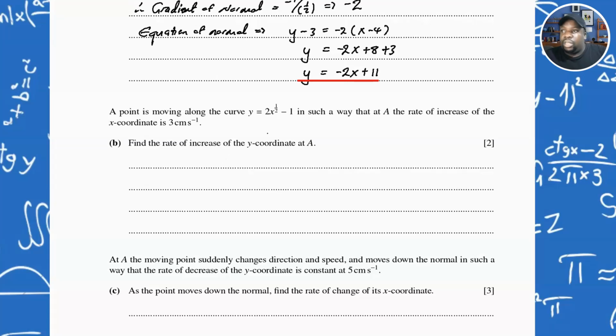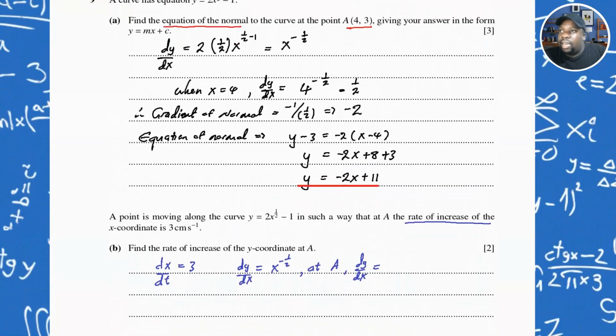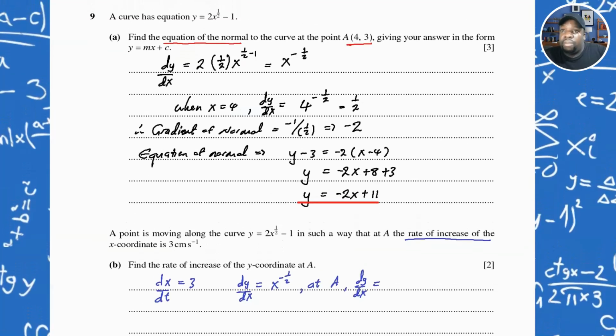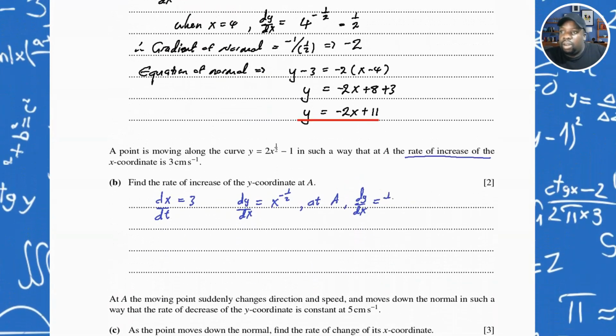Right. Okay, so from the information given, we have been told that the rate of increase of the x coordinate is 3. That's like dx by dt is equal to 3. Then we know that dy by dx, we got that to be x to the power minus a half. And they say it's at A. So let me just say at A, dy by dx will be what? I think we'd already determined that at A, dy by dx is actually a half. All right, so it's a half.